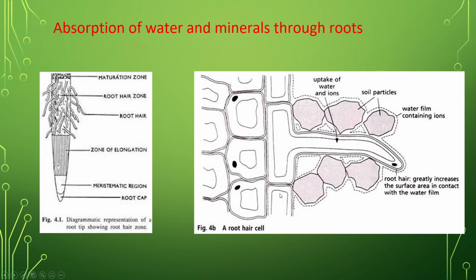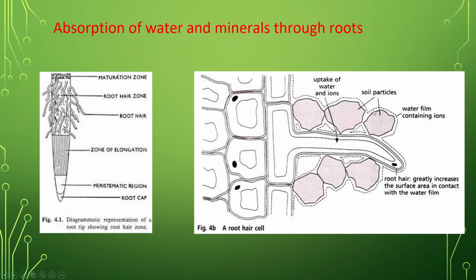Plants absorb water and dissolved minerals through their roots and root hairs. These root hairs, which absorb water and minerals, are always in direct contact with the soil particles, where there is a thin film of water containing ions. These are the soil particles, and this is the root hair. This portion is the root hair, and this is a particle, this is a particle, and this is a particle.